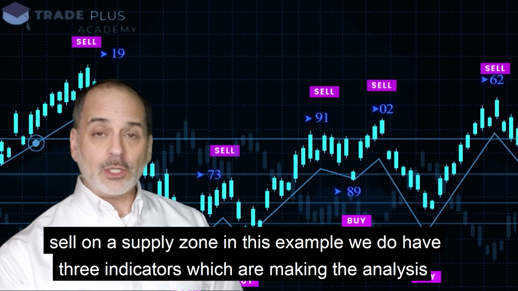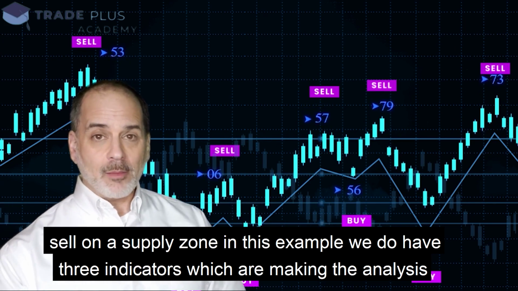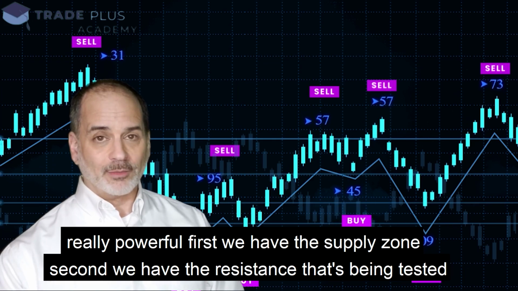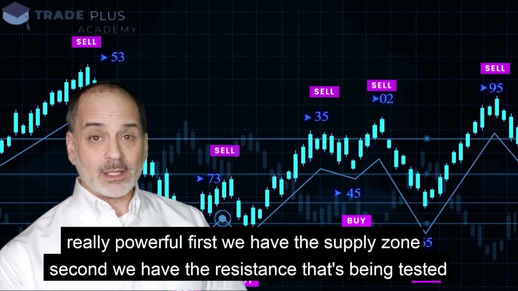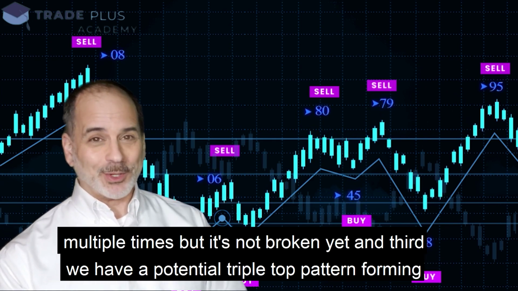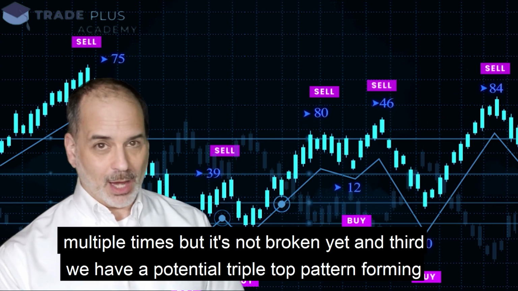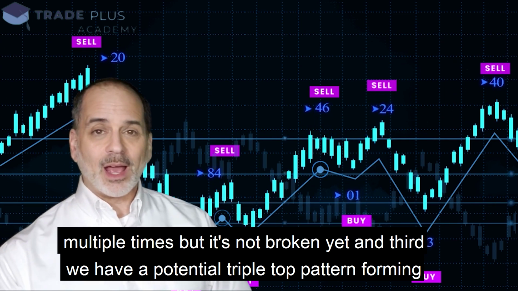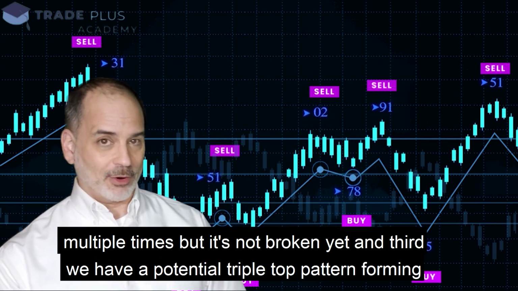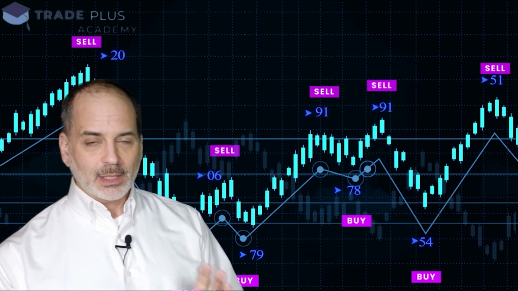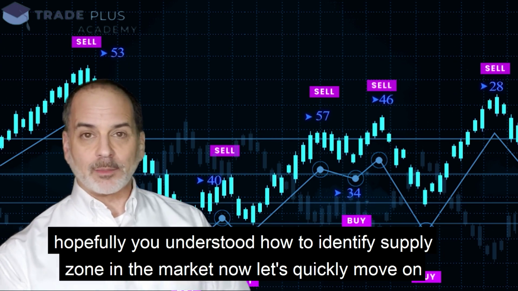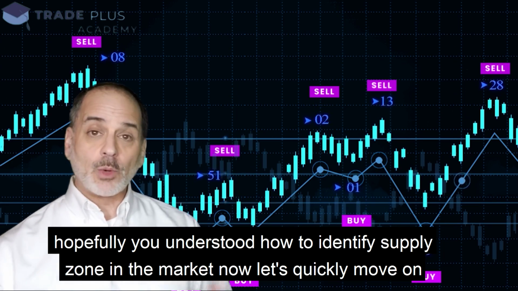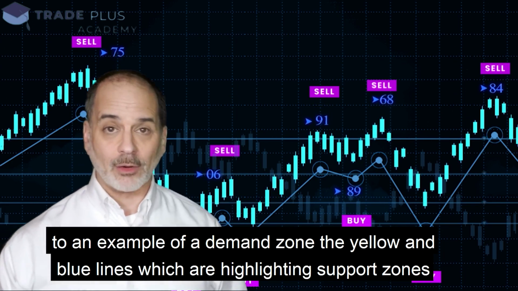In this example, we do have three indicators which are making the analysis really powerful. First, we have the supply zone. Second, we have the resistance that's being tested multiple times, but it's not broken yet. And third, we have a potential triple top pattern forming. Hopefully you understood how to identify a supply zone in the market. Now let's quickly move on to an example of a demand zone.